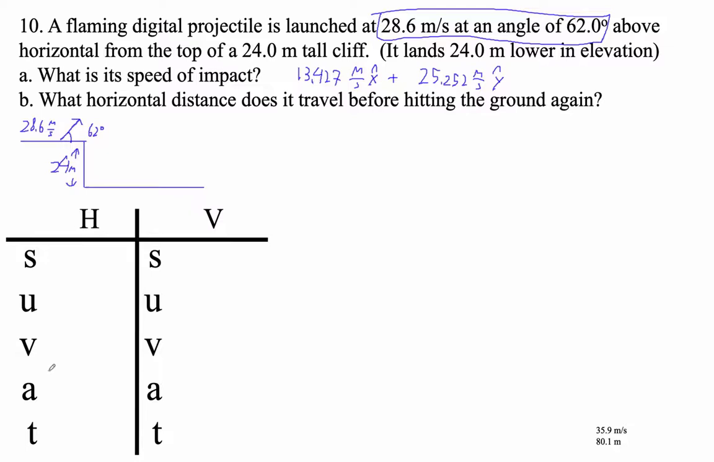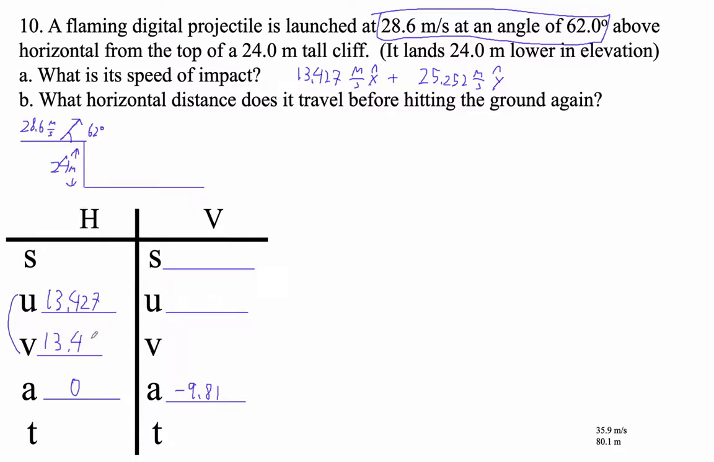Now we're good, right? I believe we know, of course we always know these guys, right? So that's 0, this is negative 9.81, right? But now we also know this guy and this guy, of course those always go hand in hand, right? We know this and we also know this. See if you can fill it in. All right, I'll fill it in for you. So let's see, 13.427, and this is the same, right? Once you know one of those, you know the other ones.